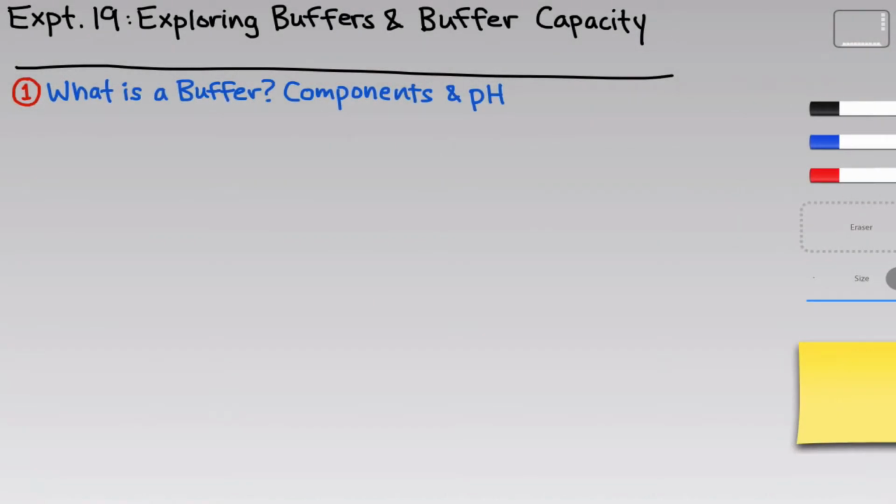Let's begin by talking about what a buffer is, starting at a very basic level, discussing its chemical components and how to determine its pH based on the concentrations of those components. To make a buffer, essentially all we need to do is start with a solvent, water, and add to the water a weak acid, HA, and its conjugate base, A-.